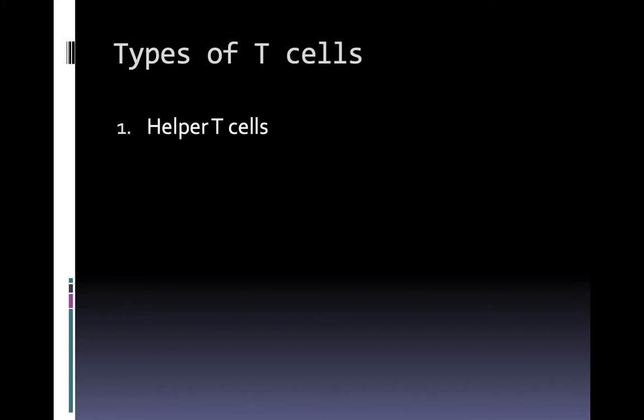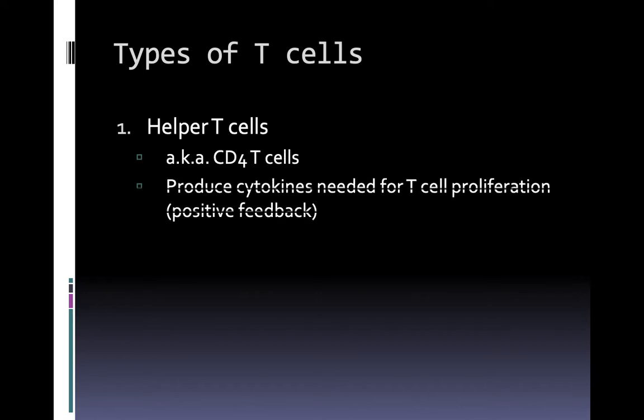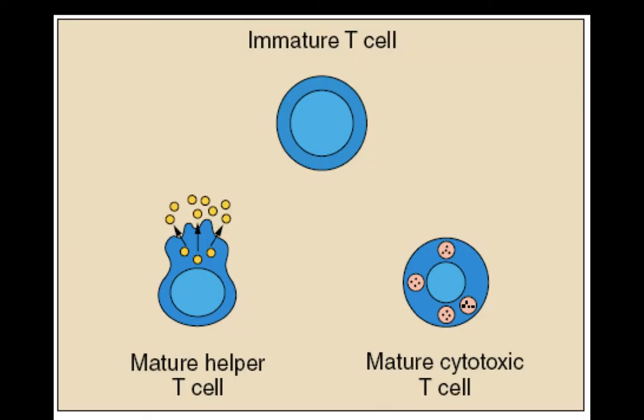A few types of T cells. Helper T cells are also known as CD4 T cells, and their job is to clone the army. So they're activated, they recognize an intruder, and they produce these chemicals called cytokines, which produce millions of T cells that will attack the invaders.